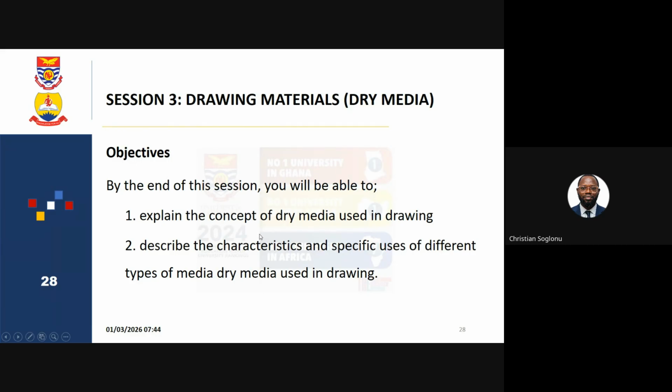So I think today we'll talk about dry media. By the end of this lesson, we'll be able to explain the concept of dry media in drawing. We'll also describe the characteristics and specific uses of the types of dry media used in drawing.